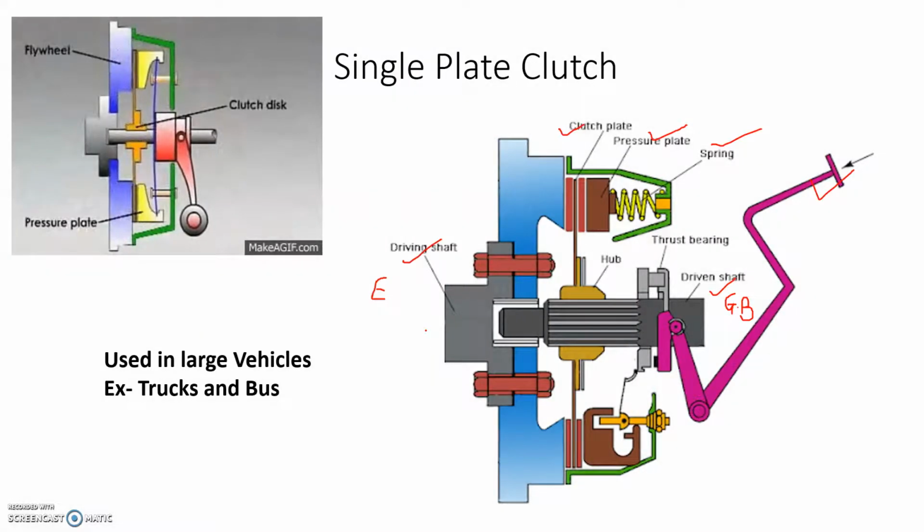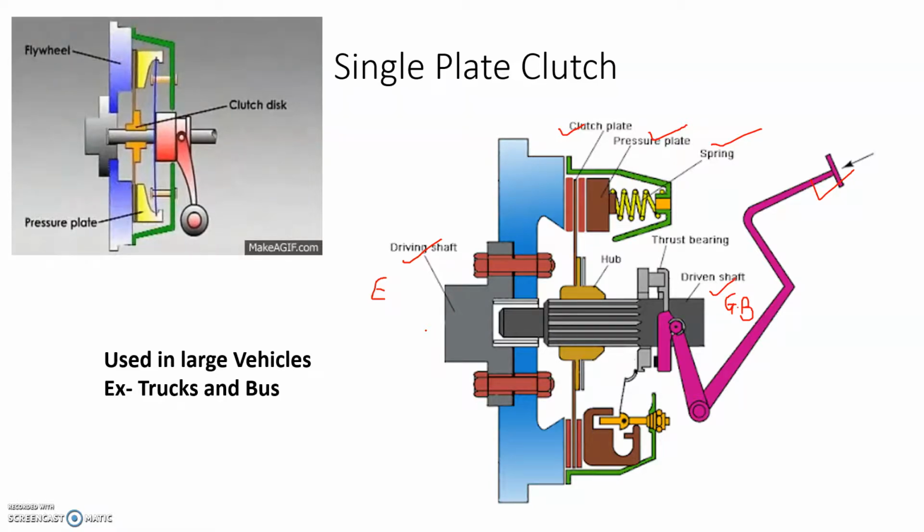So those were the basics of the single plate clutch. As for the application, it is mostly used in large vehicles where the space available is more, for example trucks and buses. An advantage of the single plate clutch is that its construction and working is simple, and as the size is higher, the heat dissipation is better.